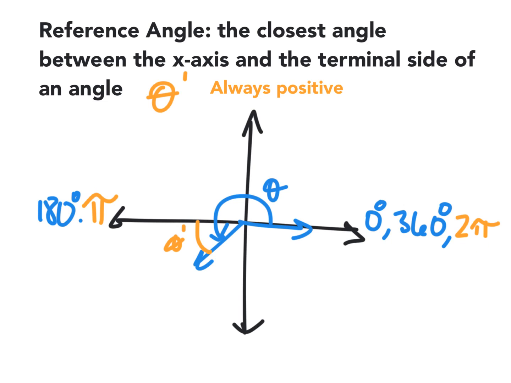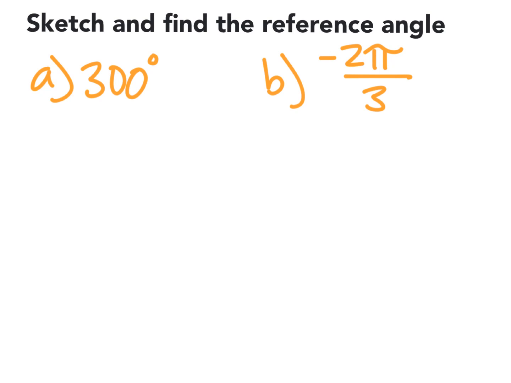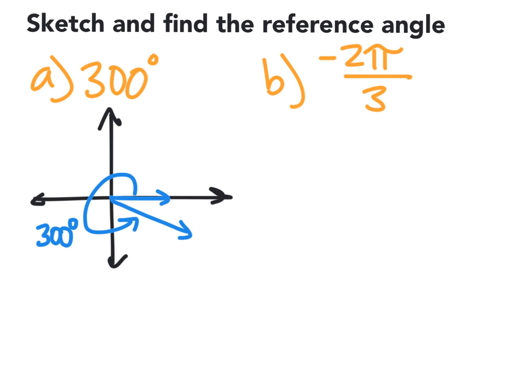All right, so let's do an example. Let's sketch and find the reference angles. On the first one, we have 300 degrees, so let's sketch that angle. All right, so here that angle is 300 degrees.